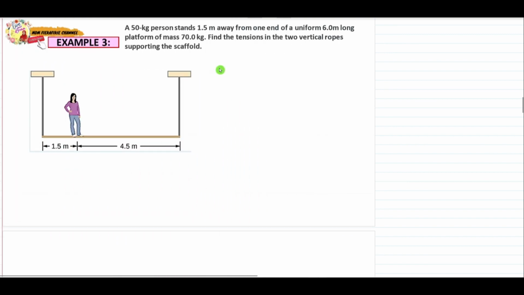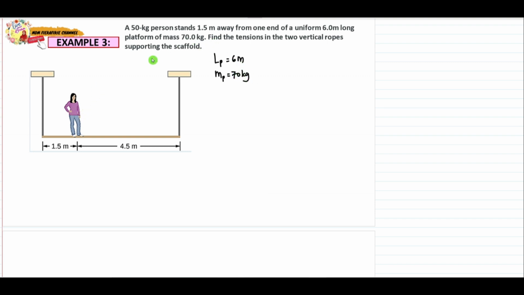Okay, sekarang kita akan sambung dengan example number 3. So here we have a 50 kg person stands 1.5 meter away from one end of a uniform 6 meter long platform. The platform has a mass of 70 kg. So I will write that the length of the platform should be 6 meter, and the mass of the platform should be 70 kg.